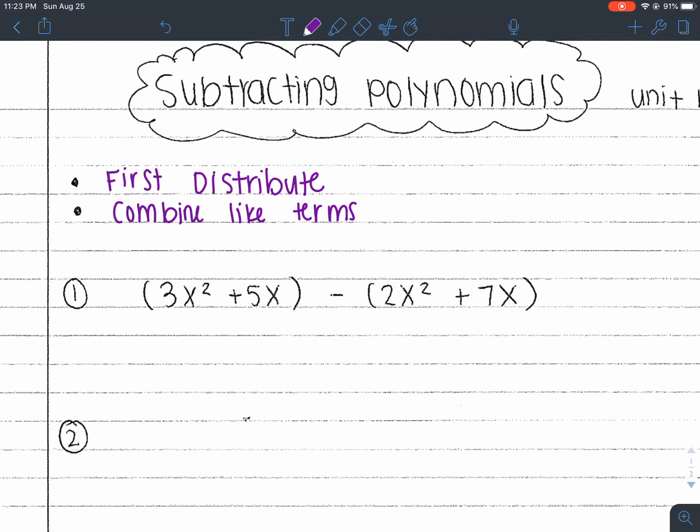And you always want to combine like terms starting with the highest exponent. Because when we start with the highest exponent, that already leads us into the position to combine like terms and make it in standard form automatically. And we don't have to think about standard form afterwards.